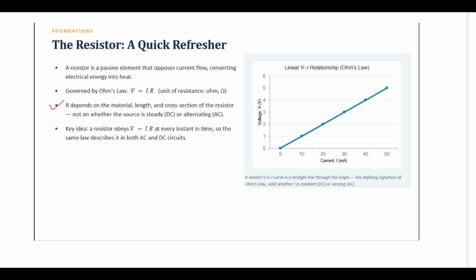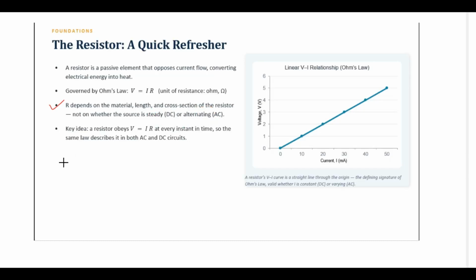So the resistance of a resistor depends on the nature of the material that is used, the length of the material, and the cross-section of the material. It does not depend on whether it is a DC that is flowing through it or an alternating current.